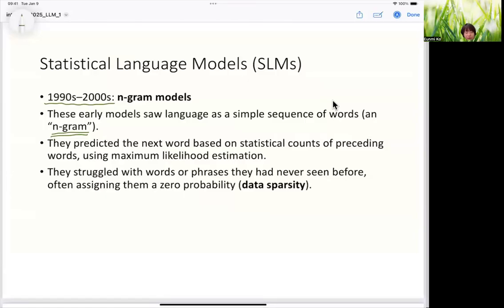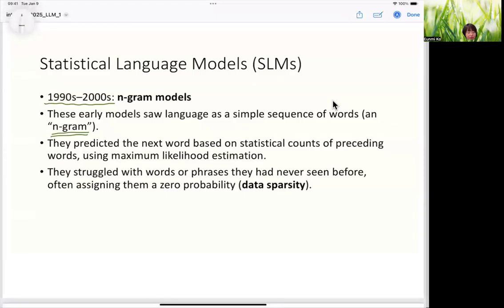If you took econometrics already, you know what maximum likelihood estimation is. This is a way to calculate the probability given some parameters, right? So that's how the statistical language models work. They produce a probability distribution for the possible next words at the end of some sequence of words.